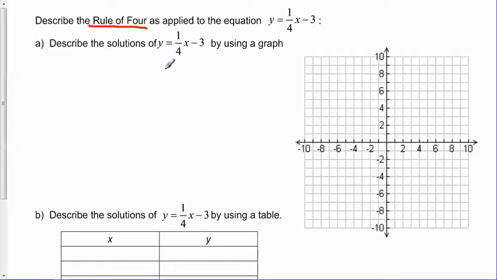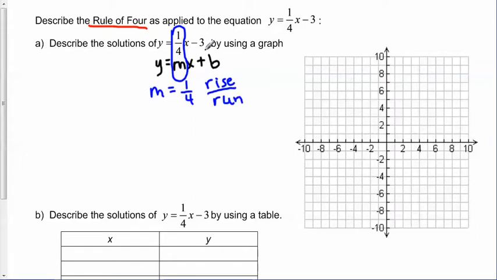We can see that our equation is given to us in the form y equals mx plus b. So our value for m, the coefficient of x, the number in front of the x, is 1/4. And so my rise is going to be 1 and my run is going to be 4. And then we can see that our value for b is -3. So that means that our y-intercept is going to equal 0, 3.